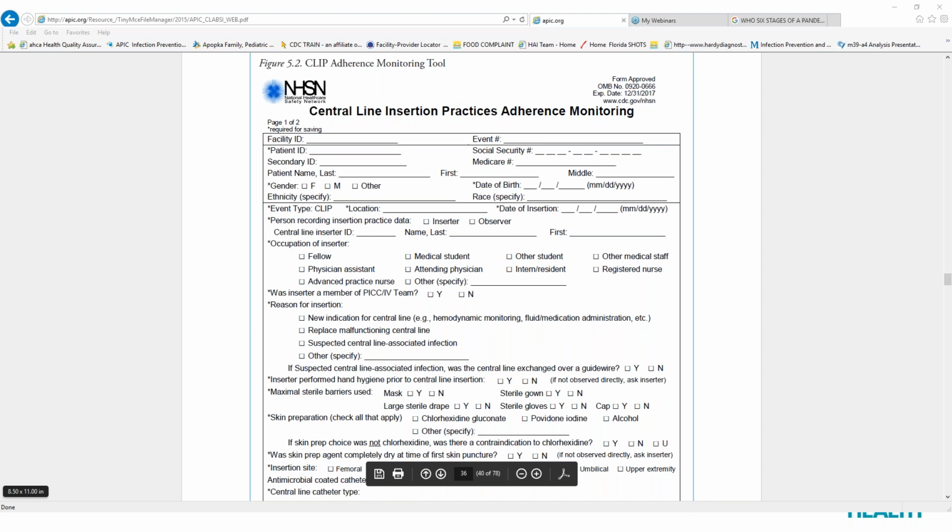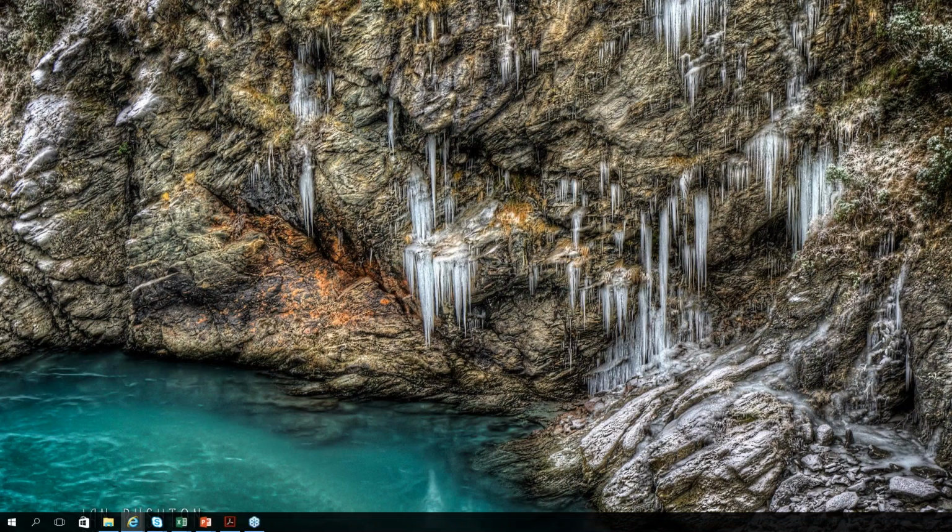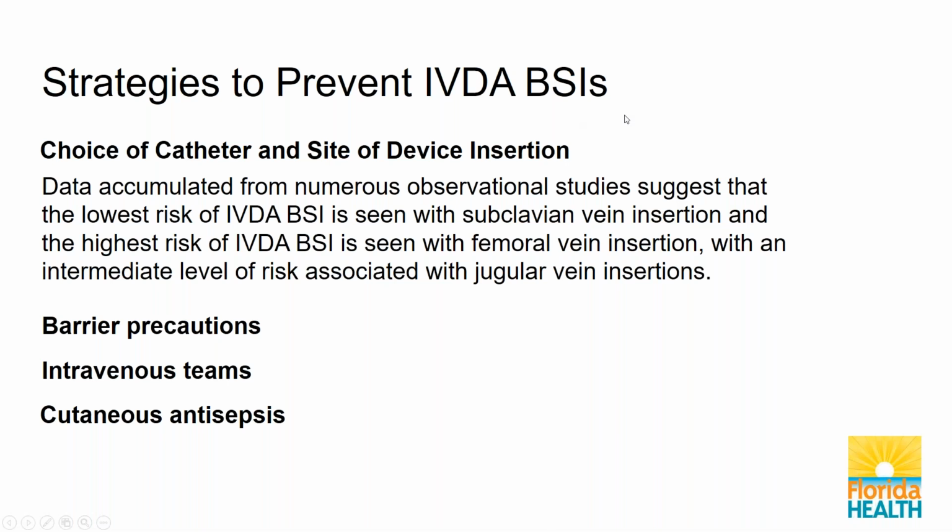I think I have maybe one more slide. Yes, so some strategies to prevent intravascular device-associated bloodstream infections. You were previously talking about the choice of the catheter and site of device insertion. Data accumulated from numerous observational studies suggests that the lowest risk of intravascular device BSIs is seen with subclavian vein insertion, and the highest risk with femoral vein insertion. And the intermediate is really going to be your jugular vein insertions.